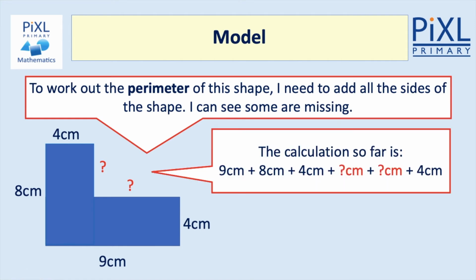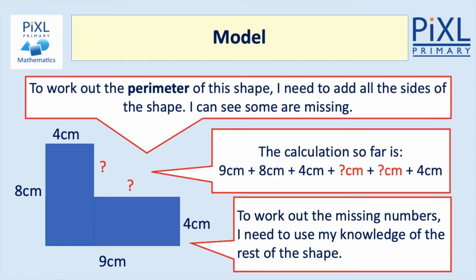To work out the perimeter of this shape, I need to add all the sides of this shape, but I can see that some are missing.